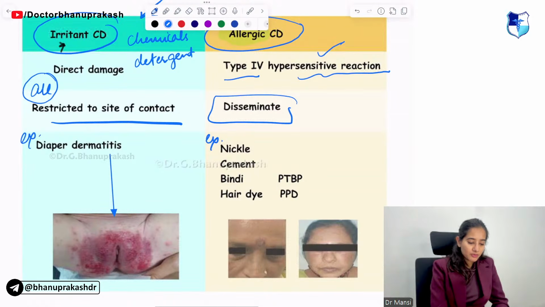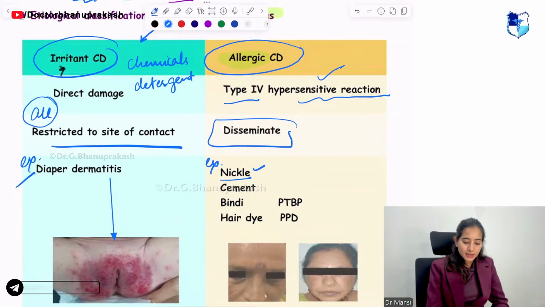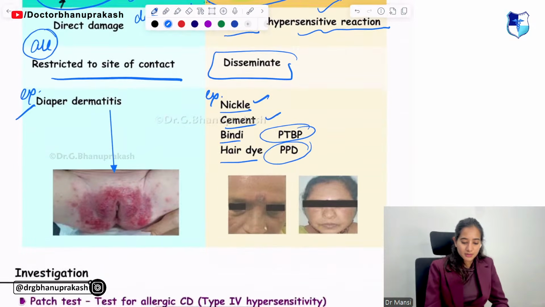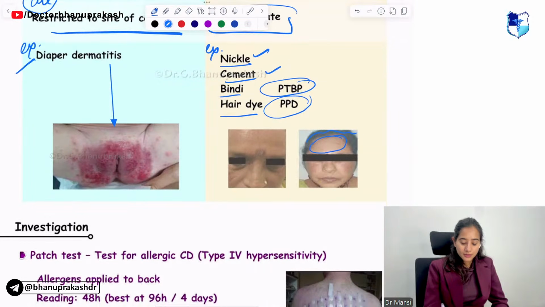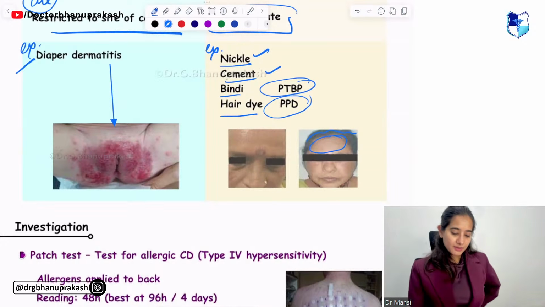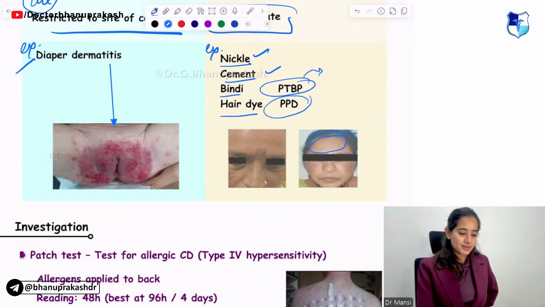As we saw, the example of irritant dermatitis is diaper dermatitis, and the examples of allergic contact dermatitis are nickel, cement, bindi, and hair dye. We have already discussed bindi and the hair dye. If you can see, the scalp will be involved, and the forehead areas will also be included. Can anyone tell me what is PPD and what is PTBP in bindi? I've taught you already, so let us just revise that.